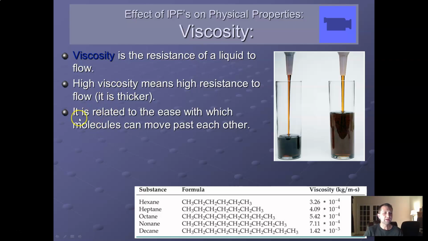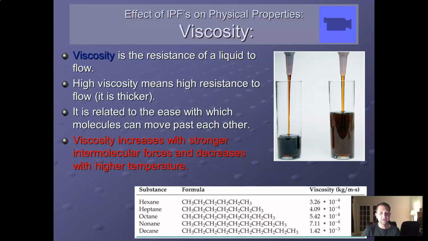It's related to the ease with which molecules can move past each other. So you want to think of it in this way. If molecules can move past each other pretty easily, you're going to have a thinner liquid, right? If particles are more attracted to each other and have a harder time moving past one another, then it's going to be thicker, with stronger intermolecular forces, and be held together a little bit better. All right? So viscosity is going to increase with stronger intermolecular forces.